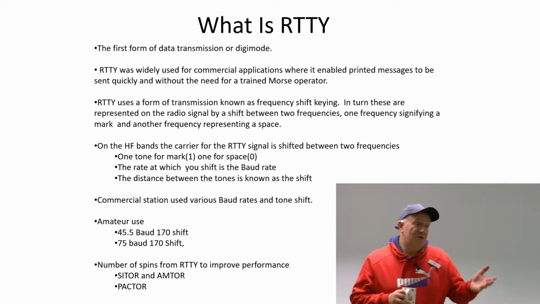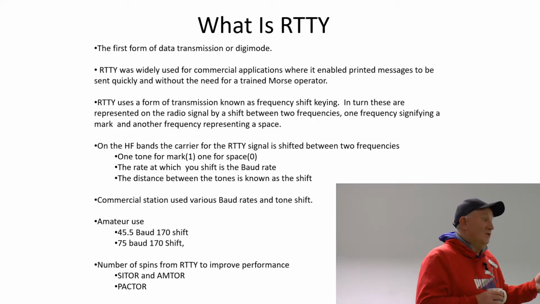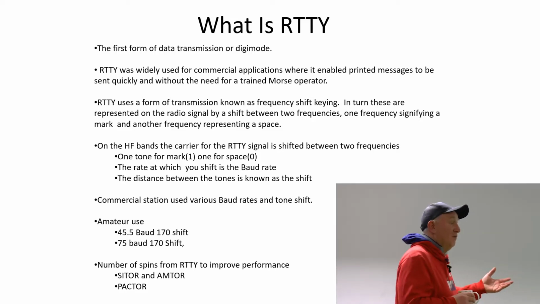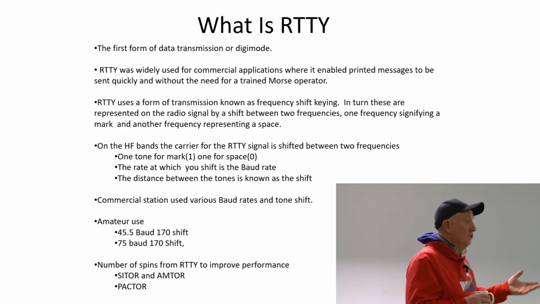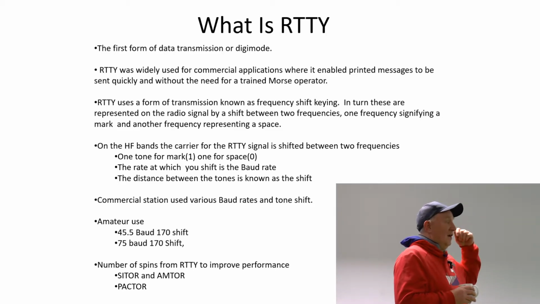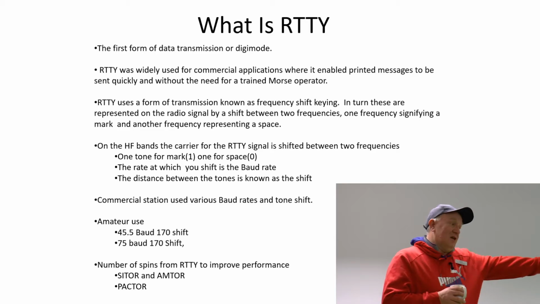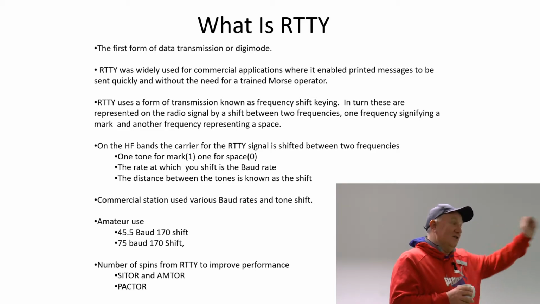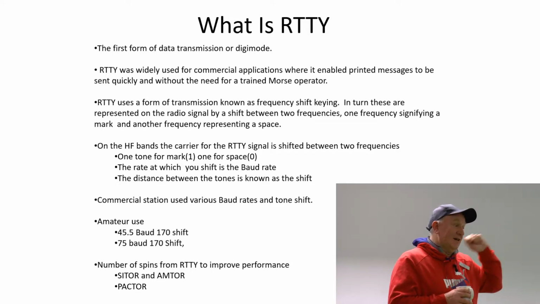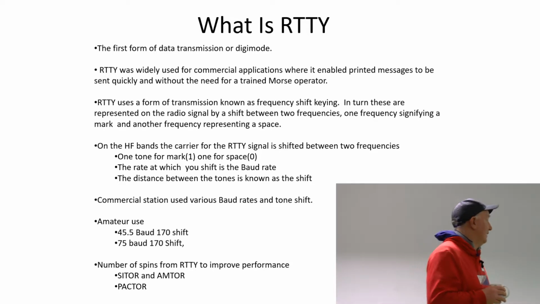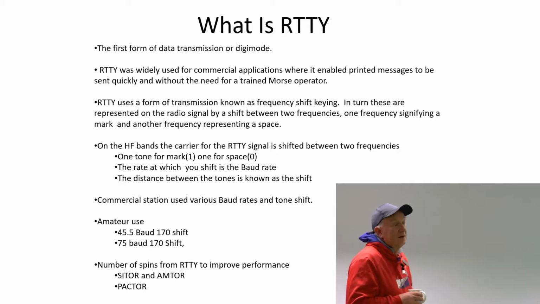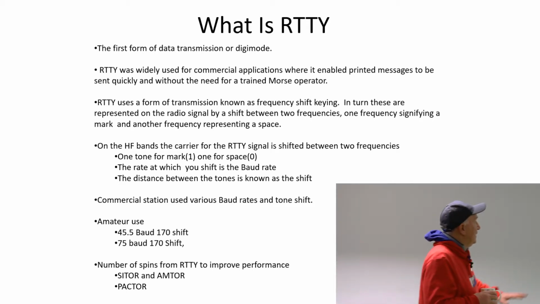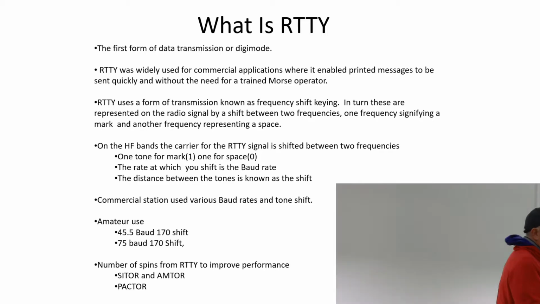After the war, everybody was using it commercially. People tried to improve the performance and they came up with SITOR and AMTOR. In RTTY you just send the message, you broadcast it out. In SITOR and AMTOR, you send a bit of the message, the other end says, yes, I've got it, send me the next bit. Backwards and forwards, a big handshake. And then there's PACTOR, which is basically putting packet data over AMTOR. So that's basically what it is.